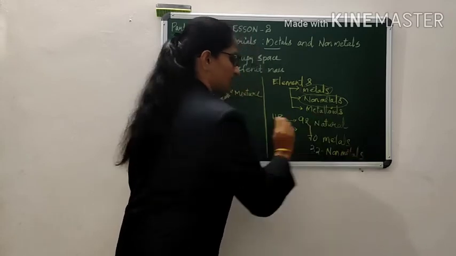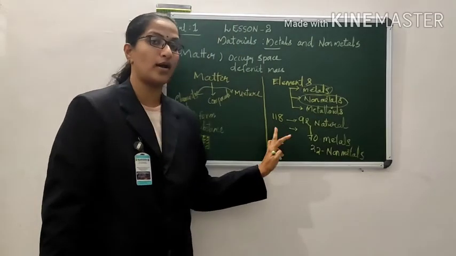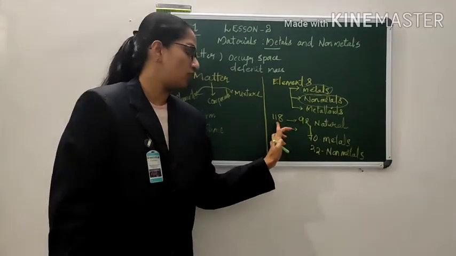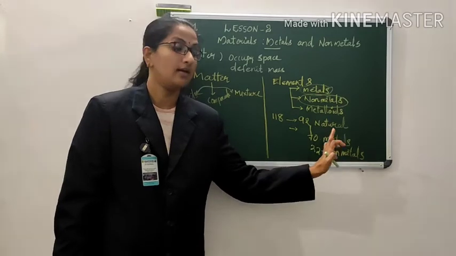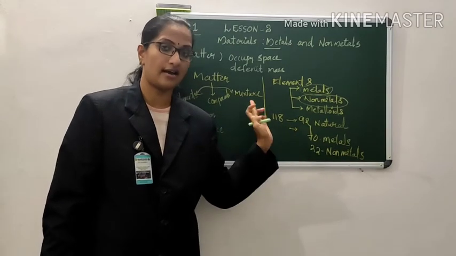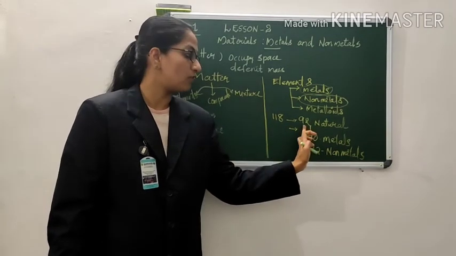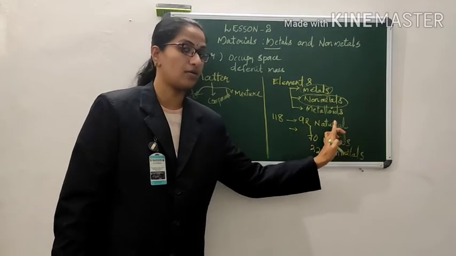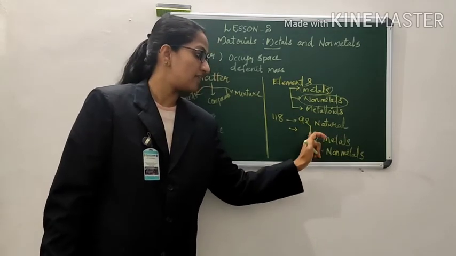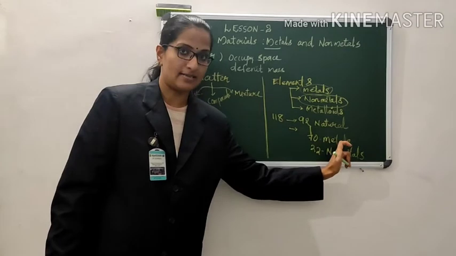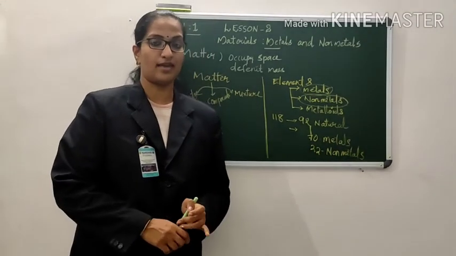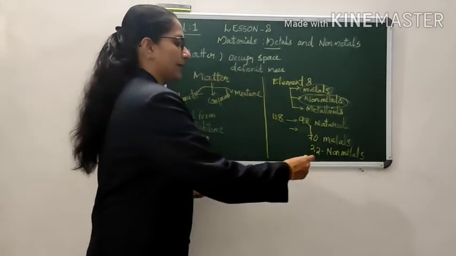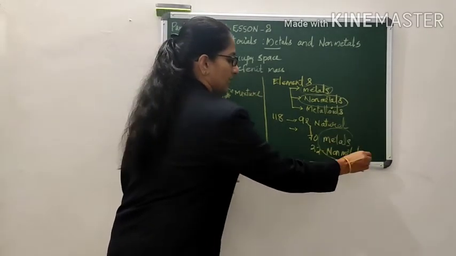Look here, children. Total 118 elements. Out of 118 elements, 92 elements are naturally occurring elements. The rest of the elements are artificial elements. So out of 92 naturally occurring elements, you can see that 70 are metals and the rest 22 are non-metals. Okay, we are going to study the metals and non-metals in detail.